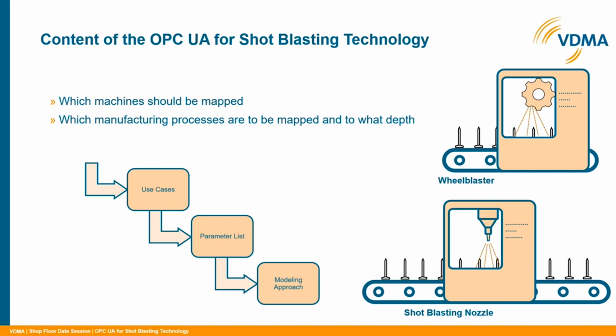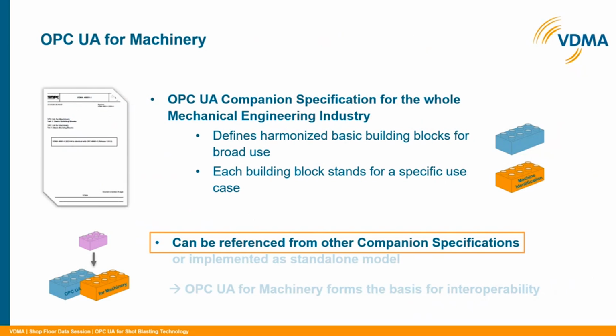has been done already. A very important companion specification that is one of the base specifications in the OPC UA context for the machinery industry is the OPC UA for machinery. I give you a very short introduction to the machinery specification because this is important for our information model, because we used some blocks of this specification. The machinery specification is a companion specification that is made for the whole mechanical engineering industry.